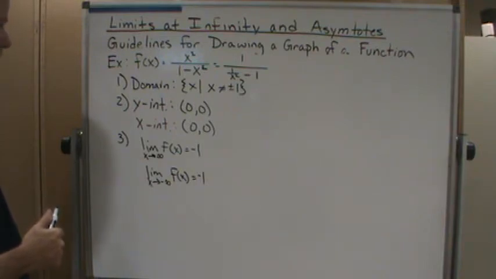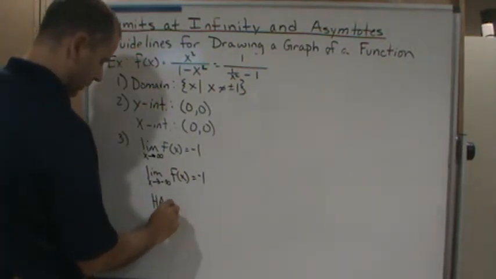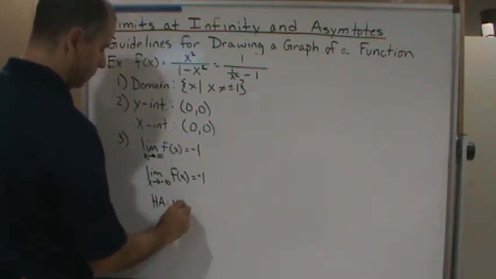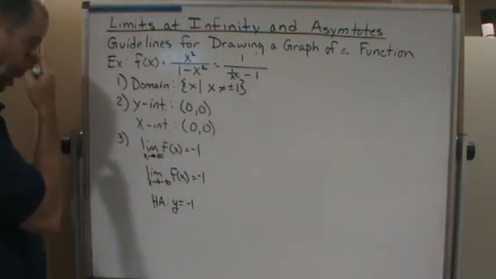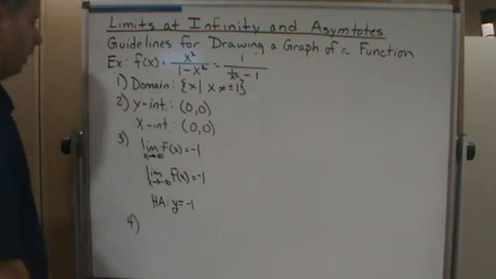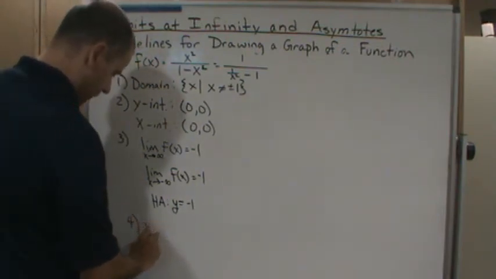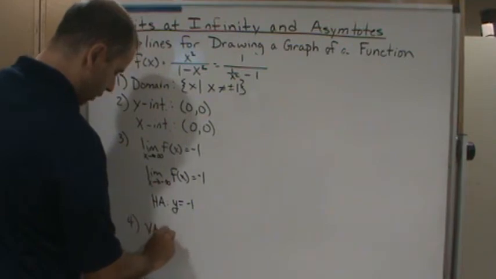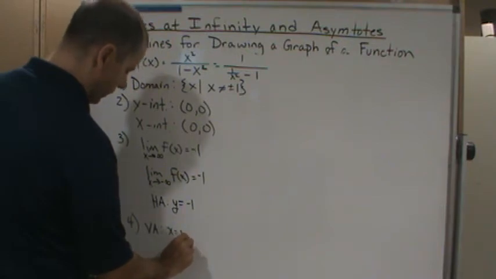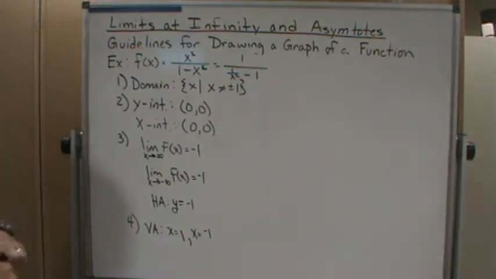Okay. So we know we have a horizontal asymptote at y equal to negative 1. And then 4, vertical asymptotes. Okay. We know we have vertical asymptotes at x equals 1 and x equal to negative 1. Those are vertical asymptotes.